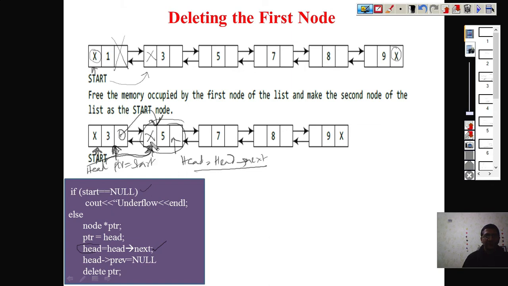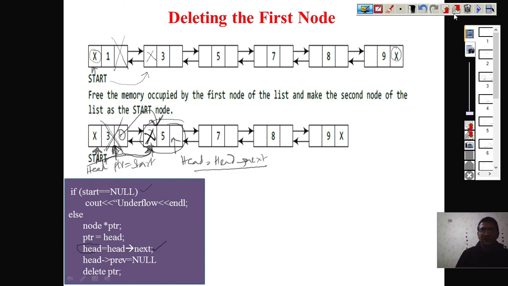You will say head previous equals to null. So this becomes null. Null means it is not pointing to any other node. Then delete PTR, and PTR is something which is pointing to your previous first node, and we will delete this. So now this space is going to be released for other applications to use, and we have achieved our start is pointing to this node, and also the first node's previous field is set to null. So this is how we can delete the first node.